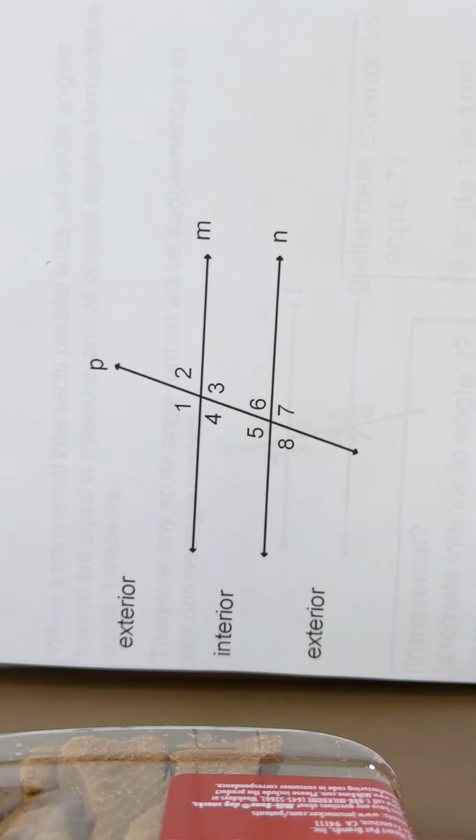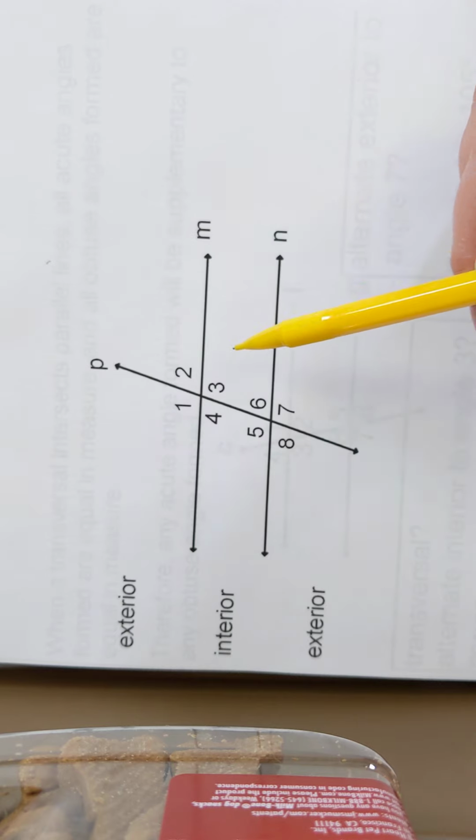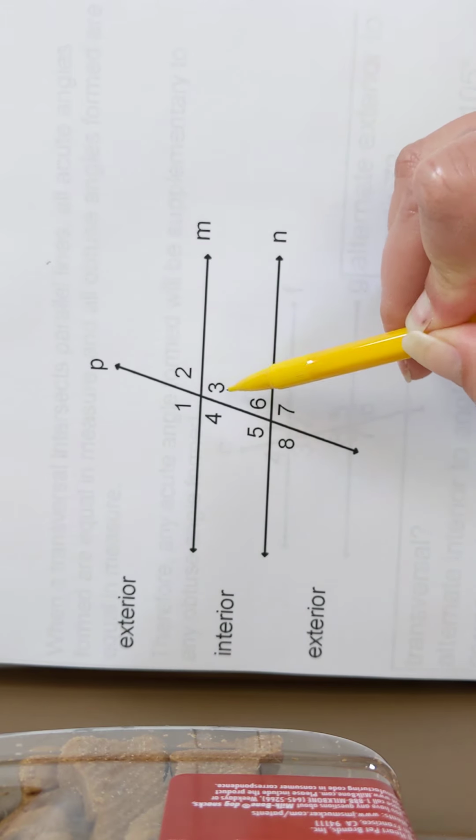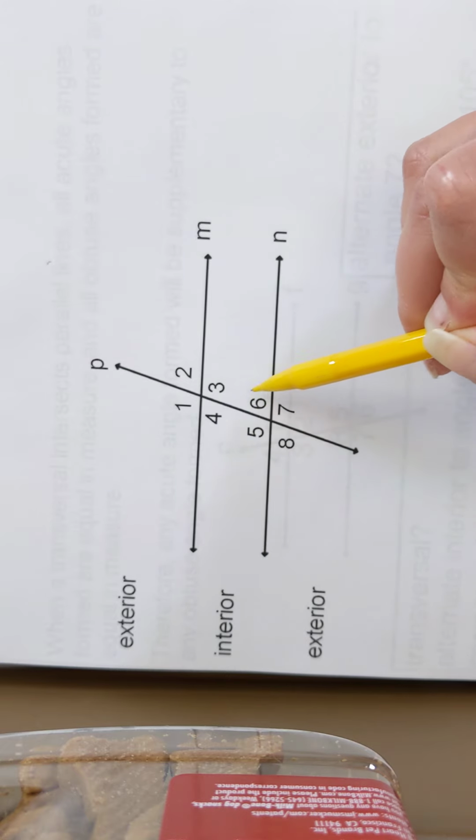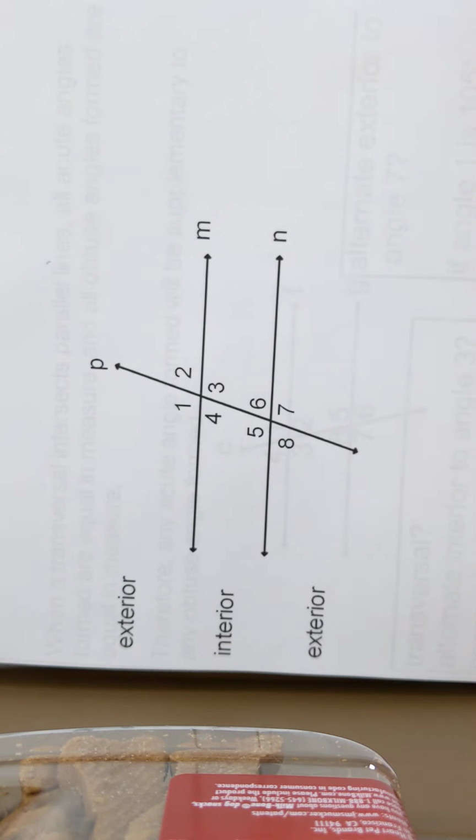We also have what are called alternate interior angles. This is a special pair of angles formed when a transversal intersects two lines. The alternate interior angles lie on the opposite sides of the transversal and are on the inside of the two intersected lines. So angles 3 and 5 would be alternate interior. 4 and 6 would be alternate interior angles as well.